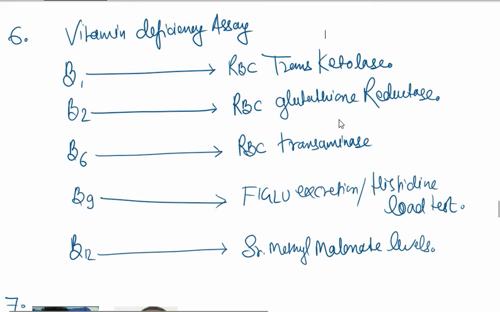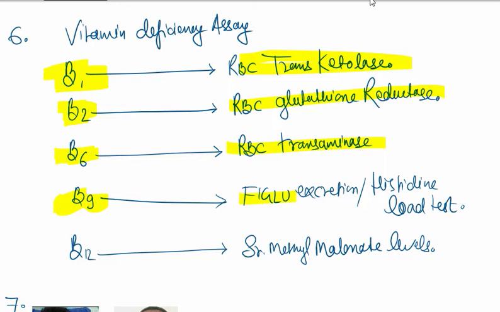Vitamin deficiency assay. So vitamin B1 deficiency can be confirmed through RBC transketolase, B2 riboflavin, RBC glutathione reductase, B6 pyridoxine, RBC transaminase, B9 FIGLU excretion or histidine load test, B12 it is serum methylmalonate levels.